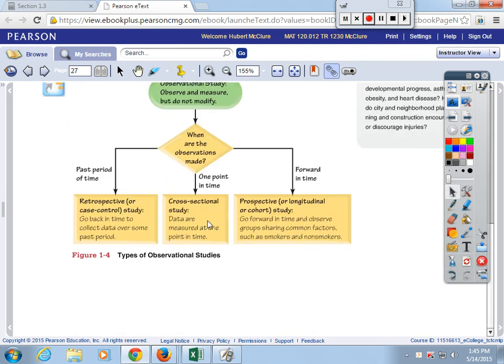Make sure you know what retrospective, cross-sectional, and prospective studies are. What does retro mean? Retro means go back in time. If you dress retro, that means you're going back to a certain decade and you're dressing like that.